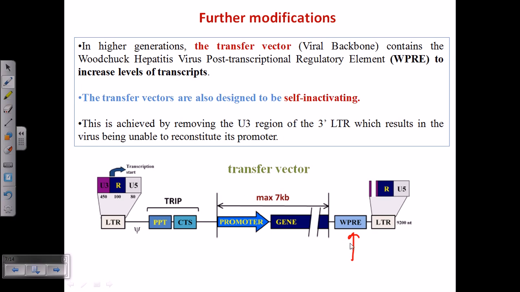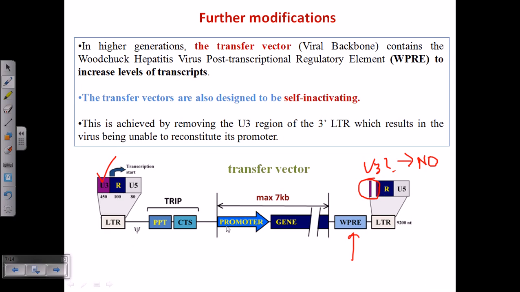Now what do we mean by self inactivating? This is achieved by removing the U3 region. You can see the LTR part is made up of U3, U5, and then the transcript start, which is the R region. What we do here is simply remove this U3 region of the 3' LTR. So you can see that in the 3' LTR we don't have any U3 region. Is there any U3 region? The answer is no. We deleted the U3 region from the 3' LTR, but not from the 5' LTR, because there we still have this U3. By deleting the U3 at the 3' LTR region, the virus is unable to reconstitute its promoter.